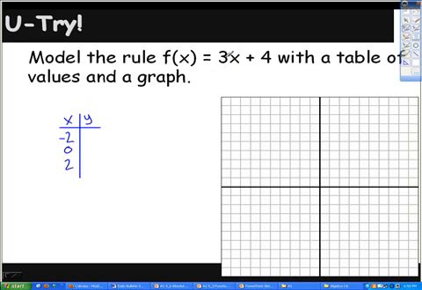When I put in negative 2, I get negative 6 plus 4, which is negative 2. When I put in 0, I get 4. And when I put in 2, I get 6 plus 4, which is 10. So I should be looking at negative 2, negative 2, a point about right here. 0, 4, 1, 2, 3, 4, a point about right here. And 2, 10. Here's 2, 5, 6, 7, 8, 9, 10 right here. So my line should connect all these dots. There we go. How'd you do?